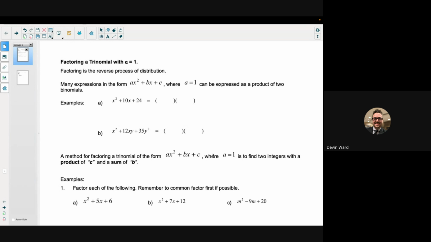So we have x squared plus 10x plus 24. Okay, and that is how we FOIL, which some people forgot on the quiz.